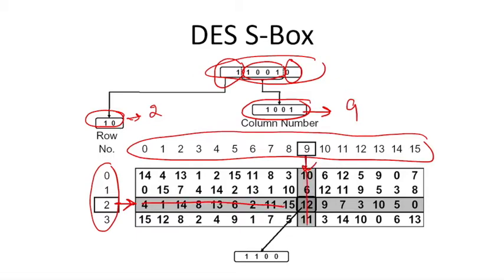Okay, so at their intersection, we have the number 12. Now, when you convert 12 to binary, you get 1100, right? So we have substituted 110010 with 1100. So this is 6 bits, this is 4 bits.